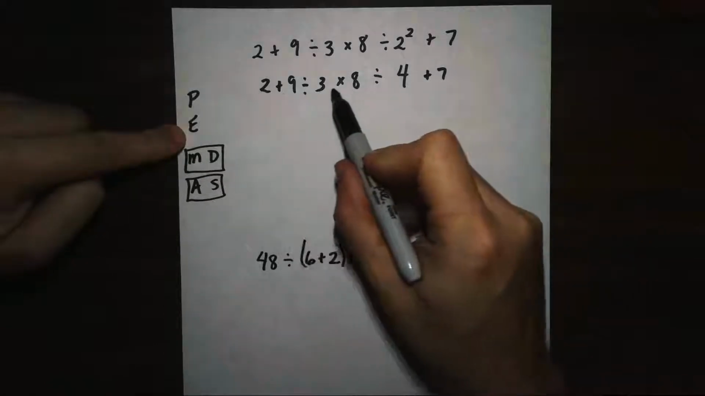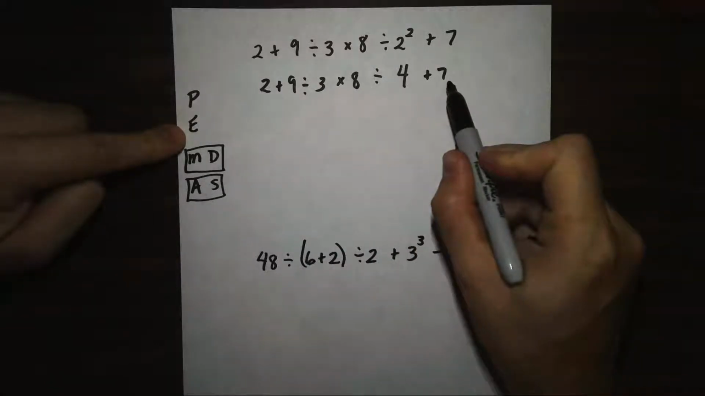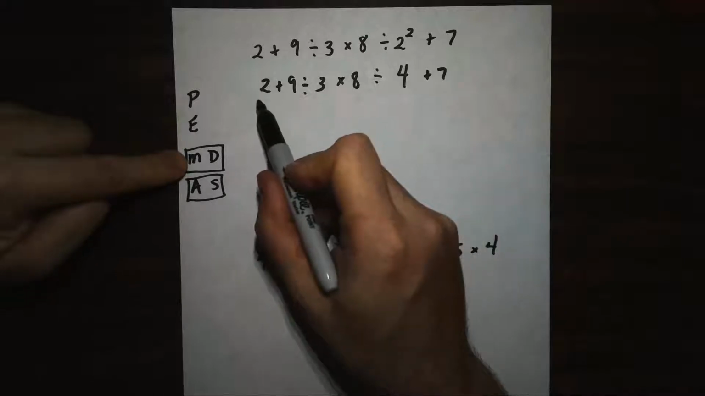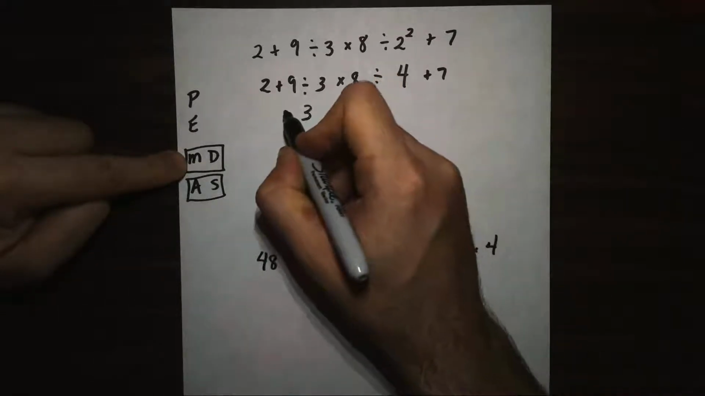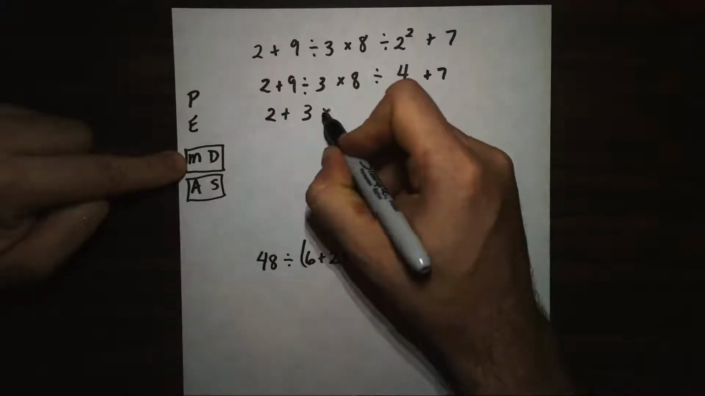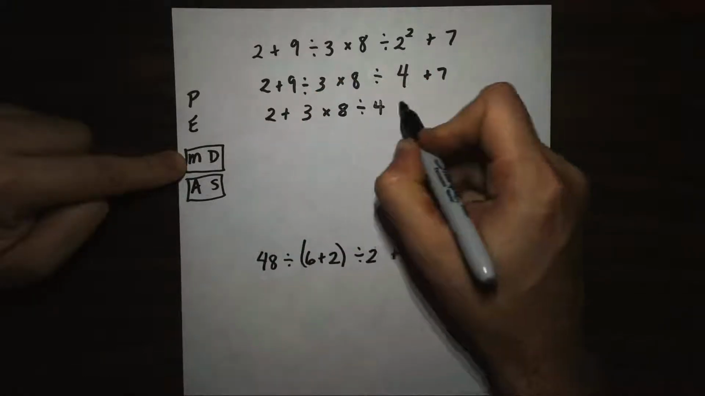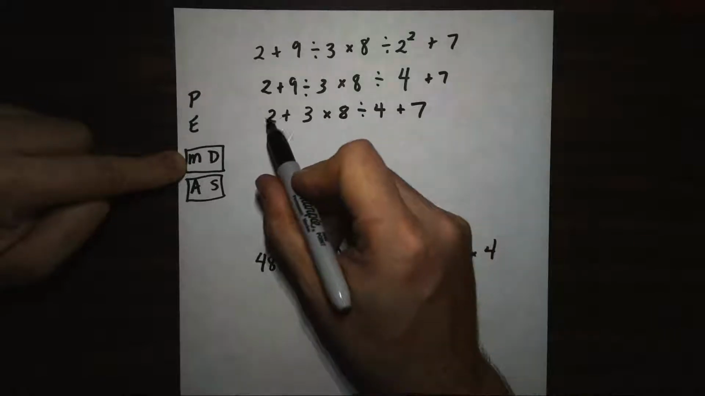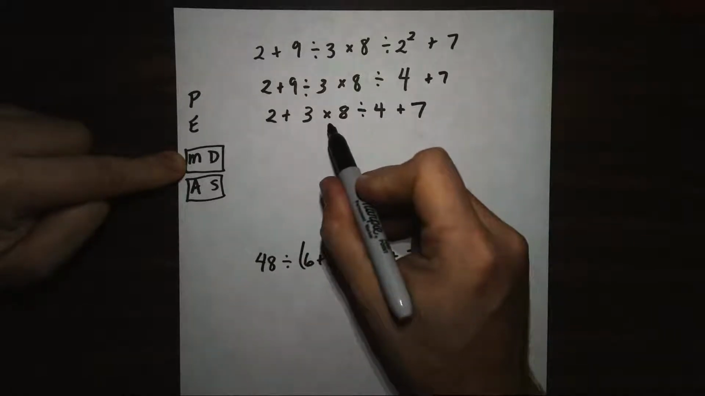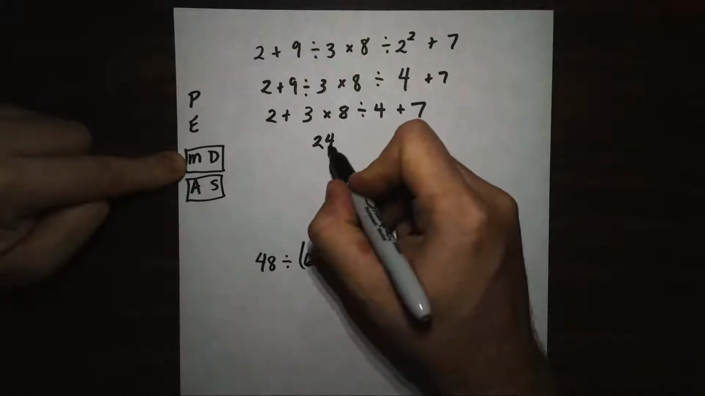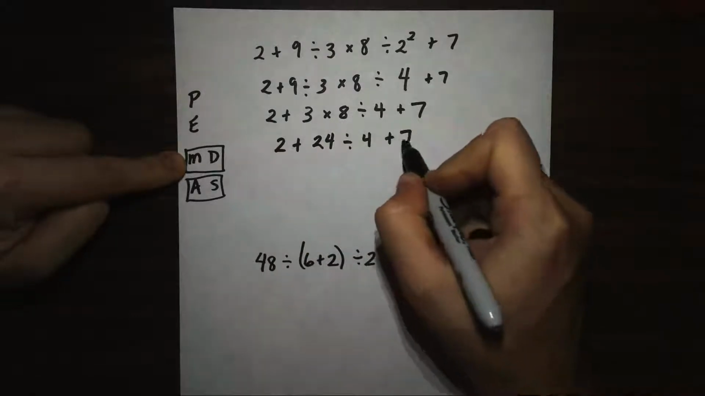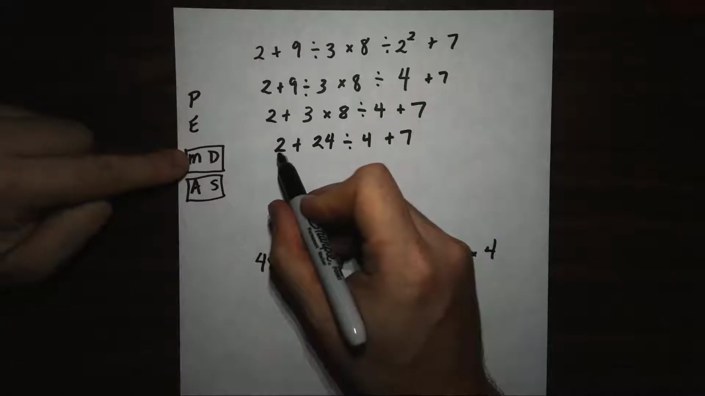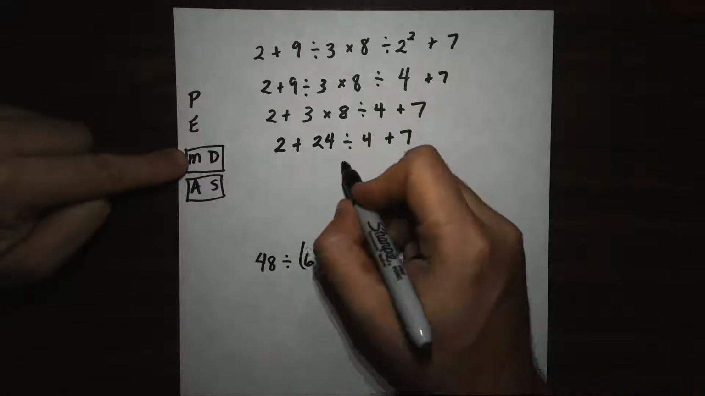Alright, so I'm looking for any more exponents and I don't see any. So now I'm looking for multiplication or division in order from left to right. I see 9 divided by 3, which is 3. And again, I'm going to go ahead and rewrite everything one step at a time. Still looking for more multiplication and division. I see 3 times 8. Rewriting everything. Still looking for multiplication and division. Here's 24 divided by 4.